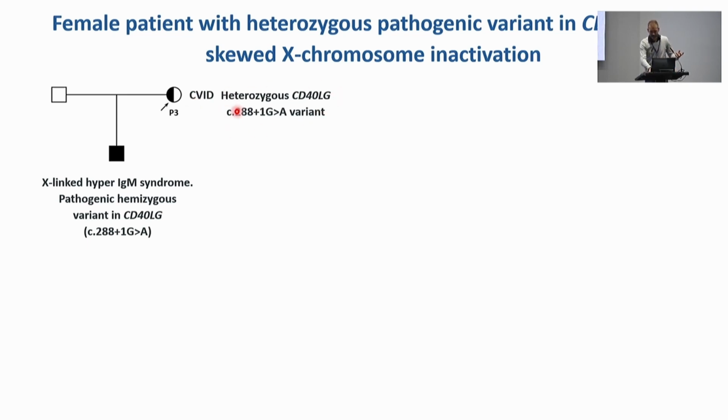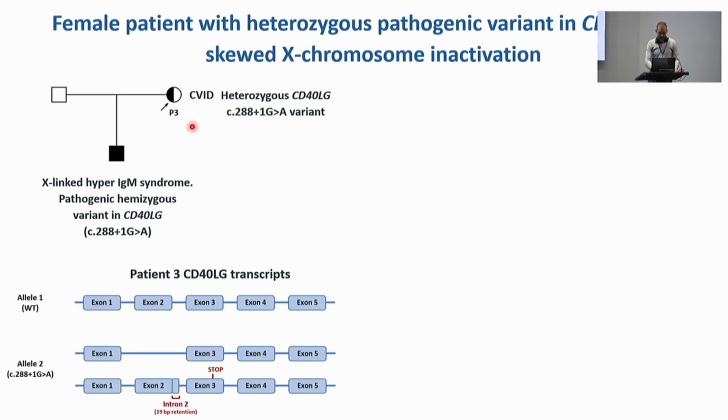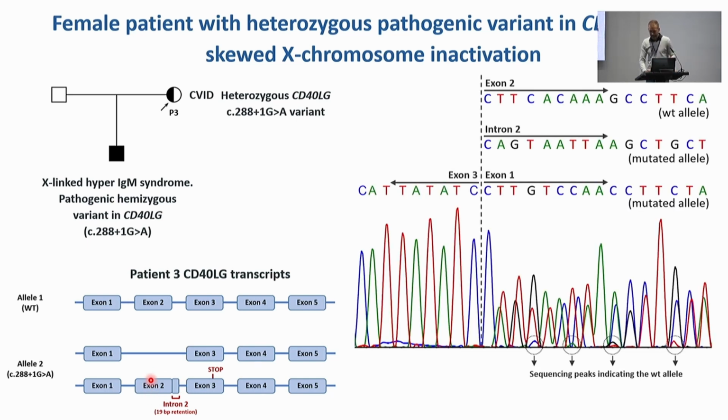So we then analyzed the cDNA. This variant is a splice variant that causes two different aberrant transcripts, one transcript lacking exon 2 and one transcript with a partial intron 2 retention. And in the cDNA, this is the antisense strand. So after exon 3, you can see three different transcripts. One, the wild type, is going from exon 3 to exon 2, and the two mutated ones correspond to the one lacking exon 2 and the one with partial intron 2 retention.